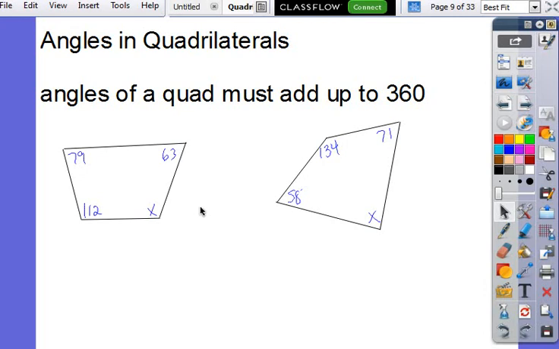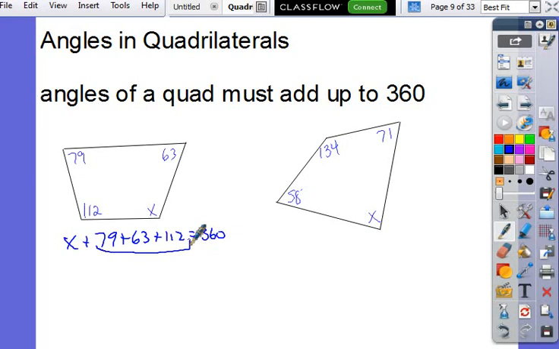Now if you want to write the equation, that's what I would be solving. All of the stuff that's over here, go ahead and combine it just like it is. Do not change any signs. Just add it up. So 79, 63, and 112.